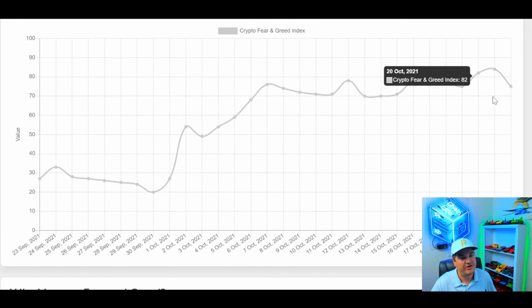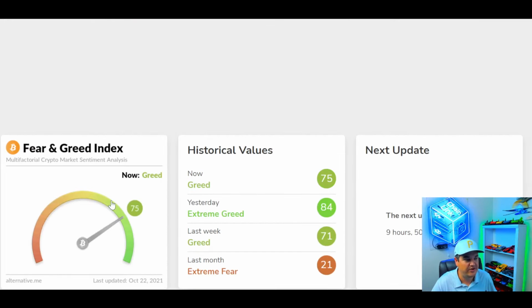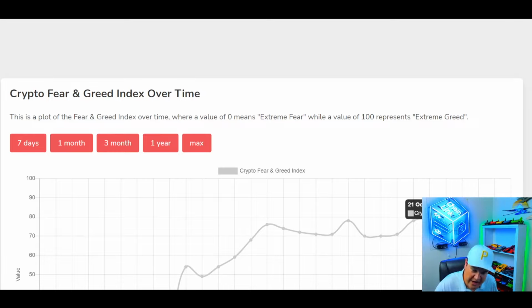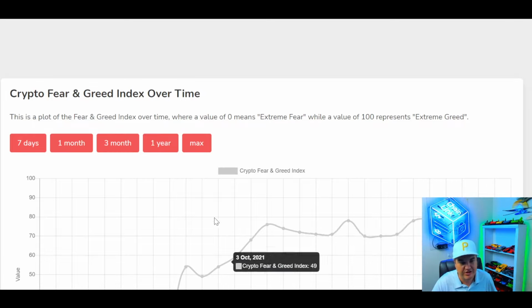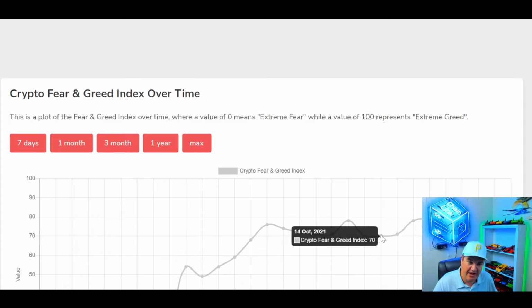We're at 75. What does that mean? Well, we're still in greed, right? You can scroll up and look at greed, and that's not necessarily a bad thing, because if you're in greed, obviously your prices are pretty high. But you want to look at the market structure on this as well, right? You want to maintain market structure. You don't want to break and start making lower lows, because then prices across all of crypto will usually follow the trend.